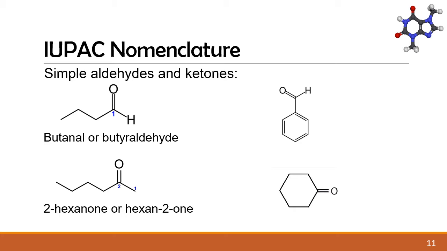The next compound on the upper right is a benzene ring with an aldehyde group. This type of aldehyde is simply called benzaldehyde. The last compound is a cyclic ketone. We name it as we would cyclic alkanes, but we replace the E with -one, so we call it cyclohexanone.